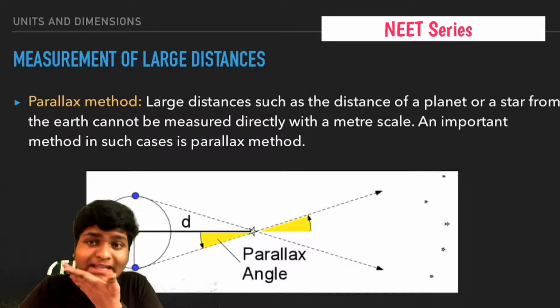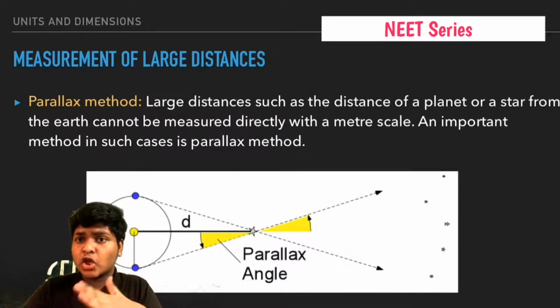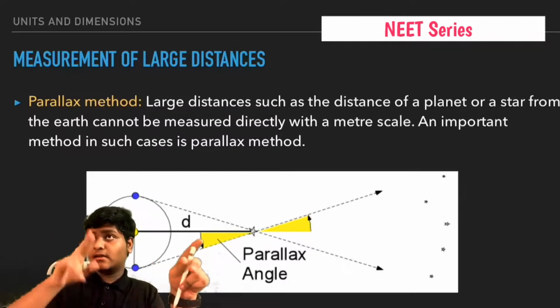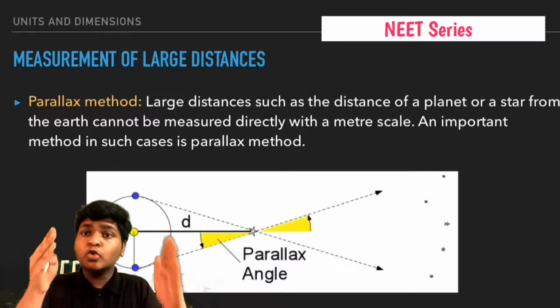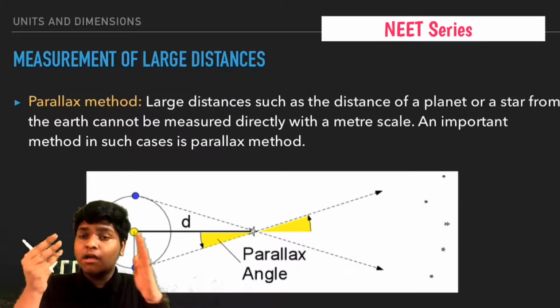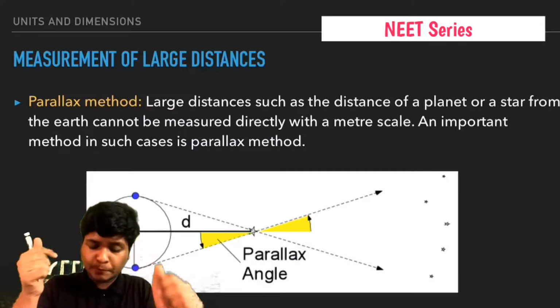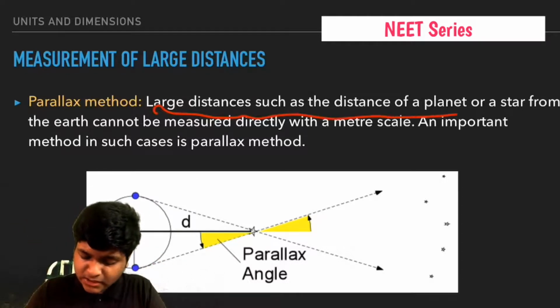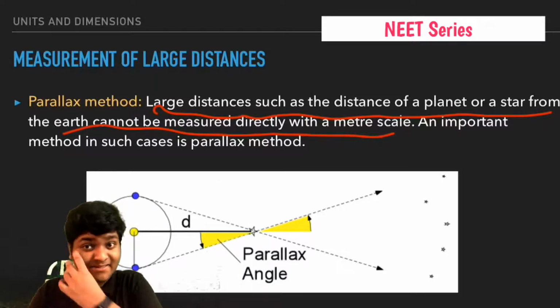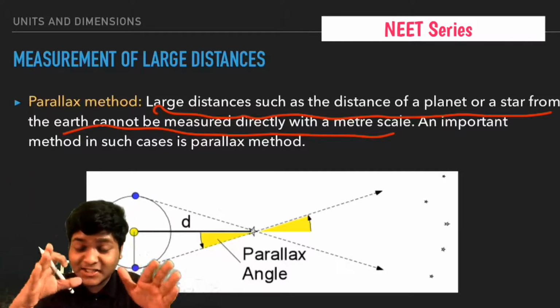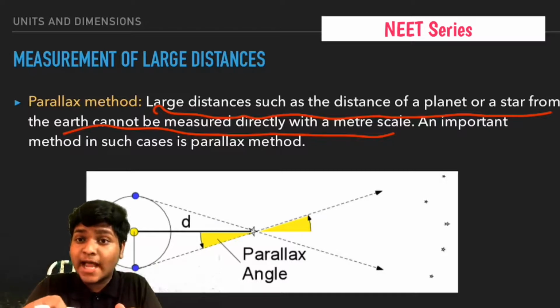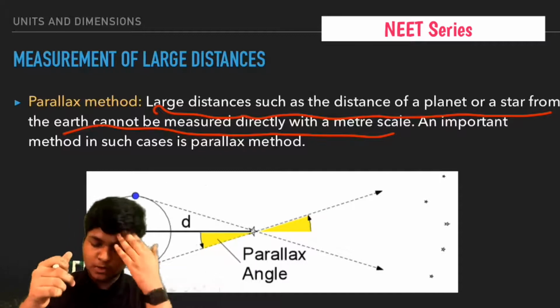So measurement of large distances. How are we going to measure large distances? For example, if you are standing here and there is a star over there, how are we going to measure that? It's only through parallax angle. Parallax angle resolves this issue. Large distances such as the distance of a planet or a star from the earth cannot be measured directly with a meter scale, right? We cannot take a very long meter scale and measure over there. It's impossible. Don't give silly reasons like that in physics class, okay?